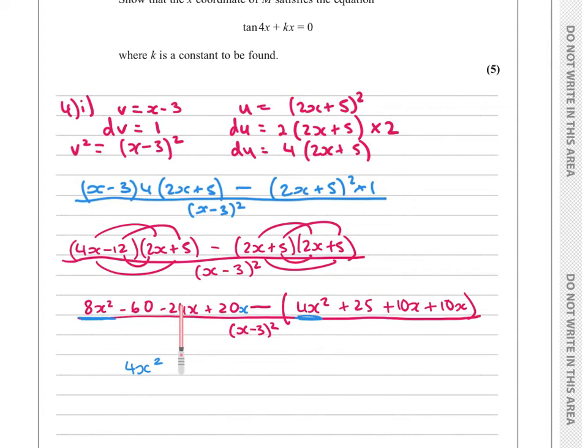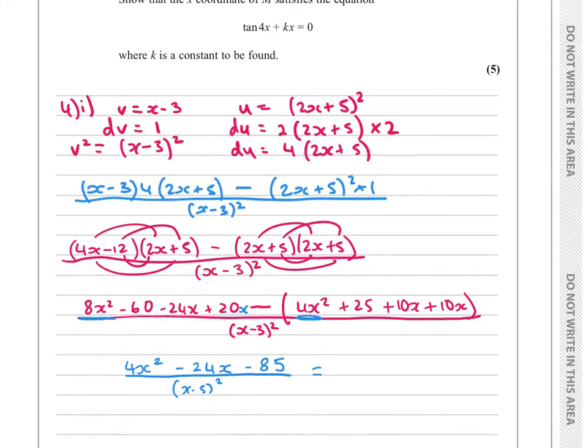Now, minus 24x plus 20x is minus 4x. And then I've got 20x here. So I've got minus 4x minus 20x, minus 24x. Then I've got minus 60 minus 25, which is minus 85. Okay, over x minus 3 squared. I'm not going to begin to attempt to factorise this in my head.